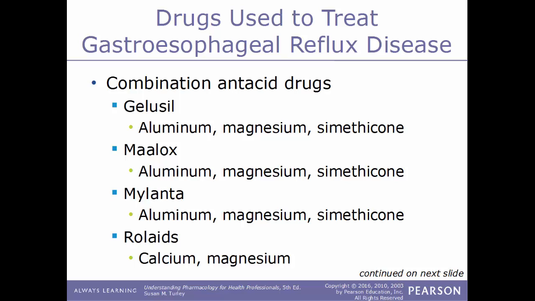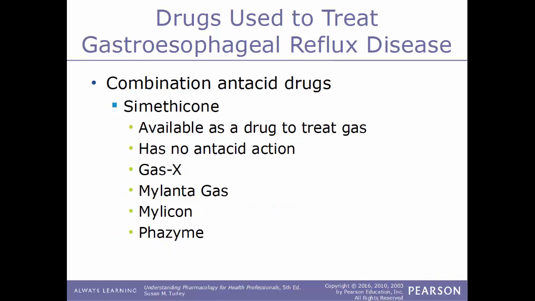Mylanta, also a combination of aluminum, magnesium, and simethicone, and Rolaids, which is a combination of calcium and magnesium. And a drug we've seen a few times already in this chapter, simethicone. This is available as a drug to help treat gas. Now, this drug has no antacid action, so this is something that you would find in the drugs Gas-X or Mylanta Gas, Phazyme, or Mylicon.